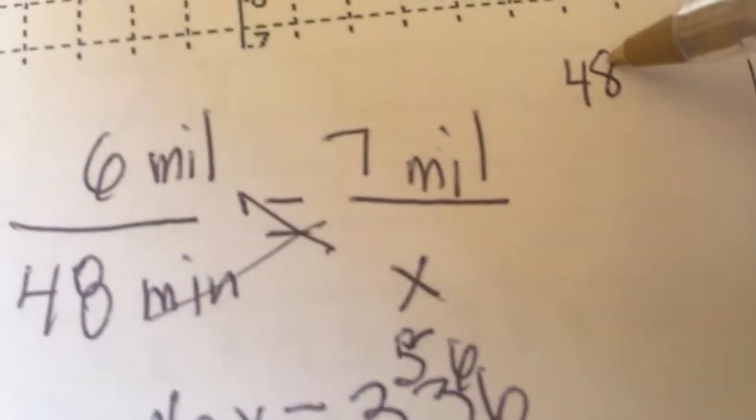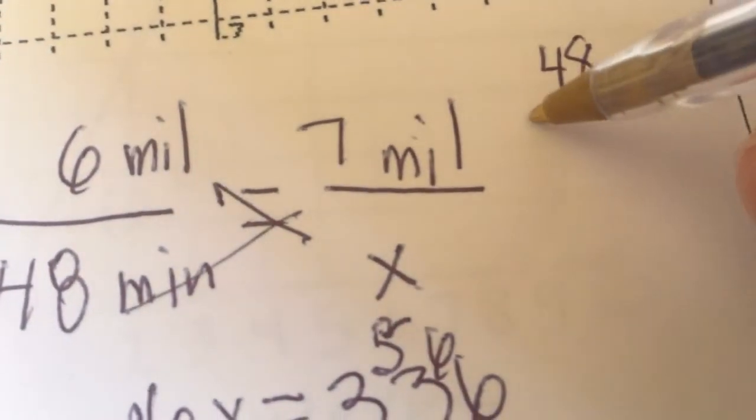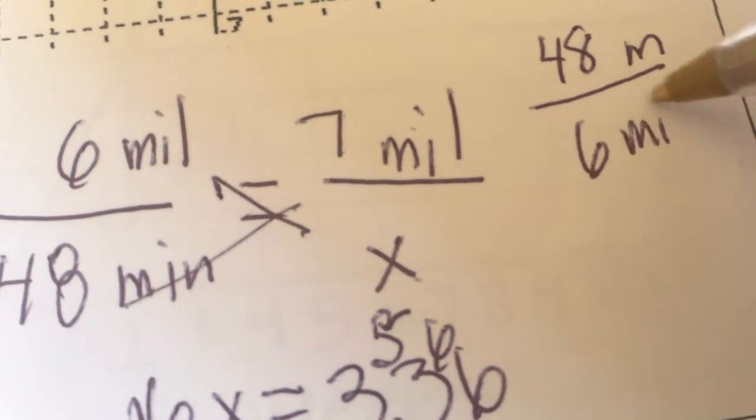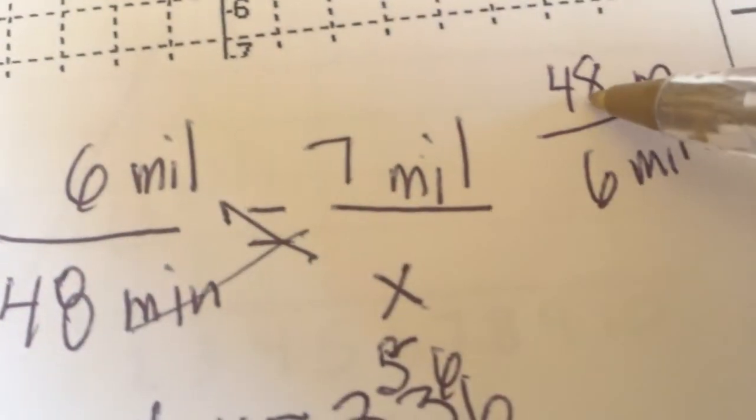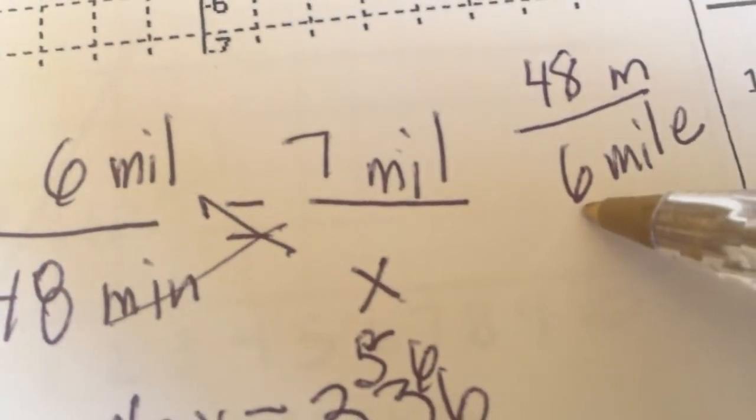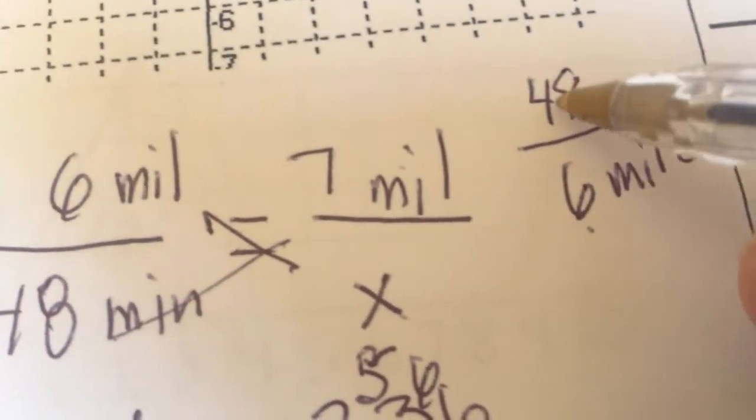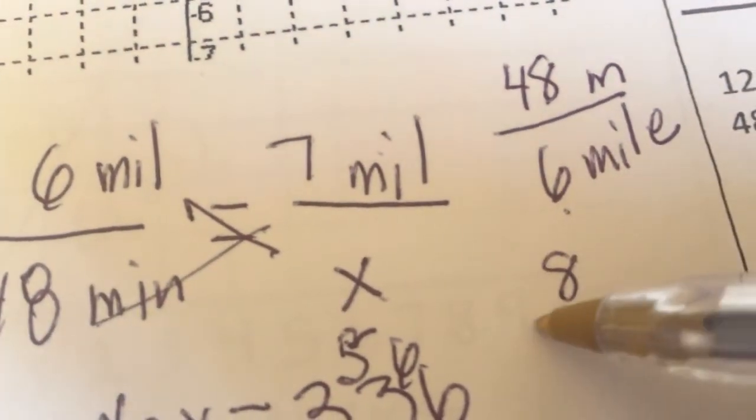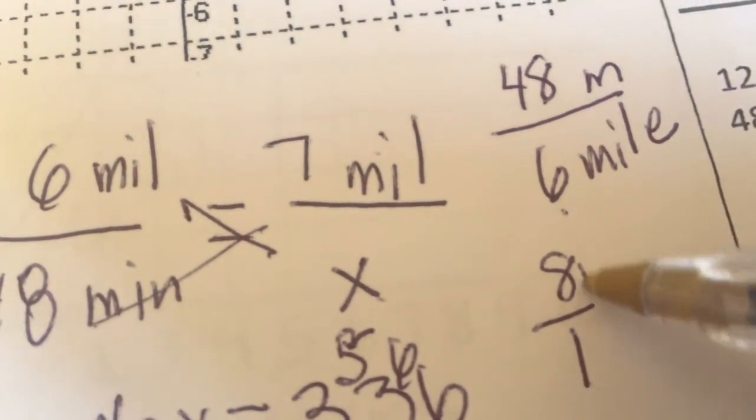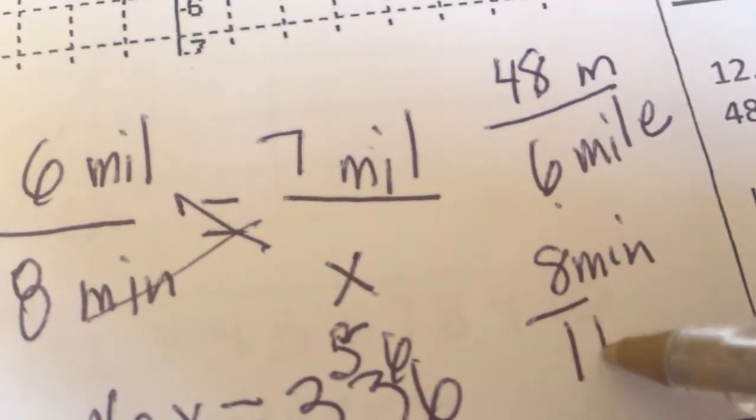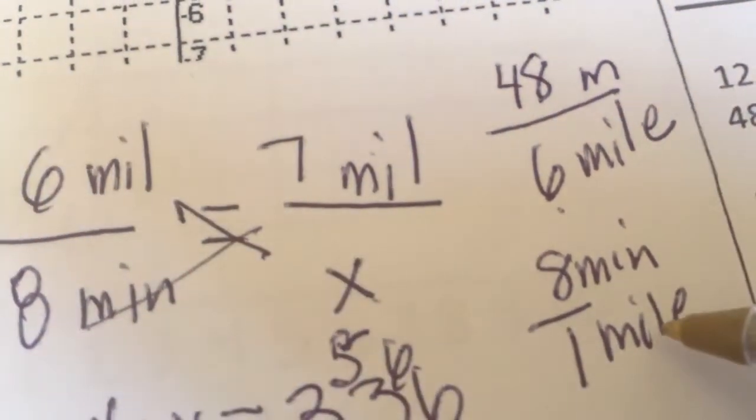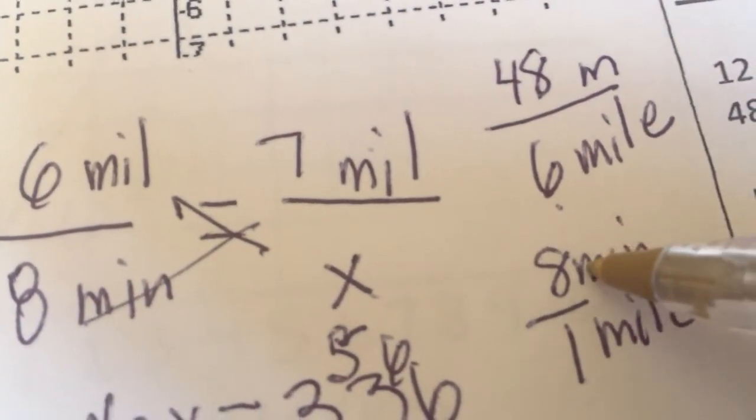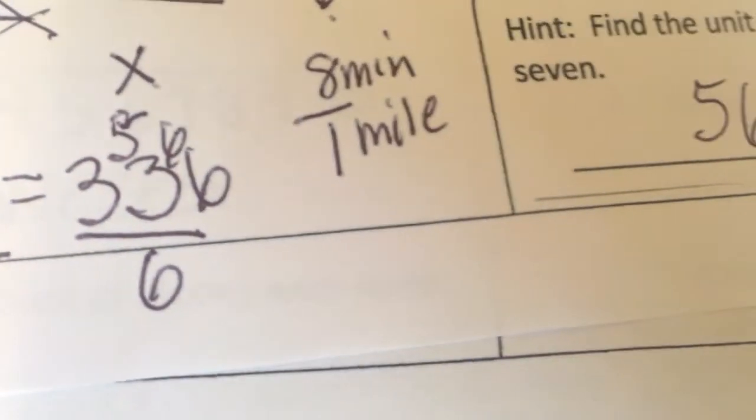Now let's look at that one more way real quick. What if we had flipped this around and said 48 minutes and 6 miles. Could we have figured out how many minutes it took to run 1 mile? Absolutely, because if we simplify this, we would get 8 over 1. It would take 8 minutes to go 1 mile. So how long would it take to go 7 miles? Well, 8 times 7 would be 56, which is the same answer we got down here.